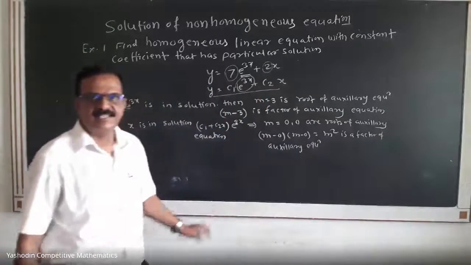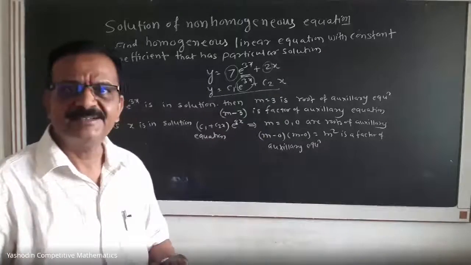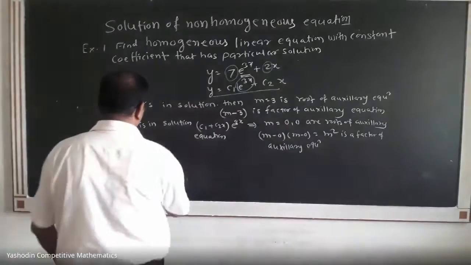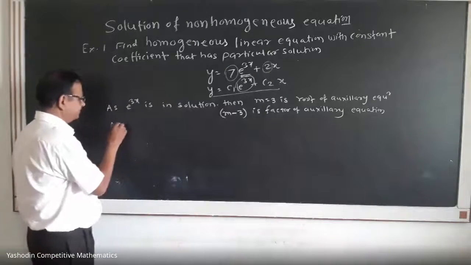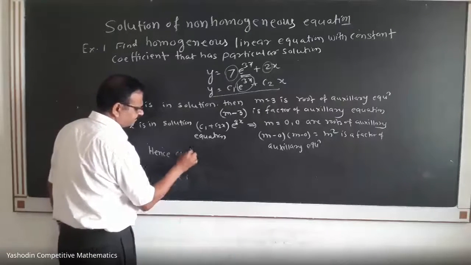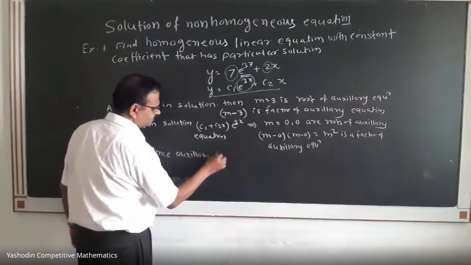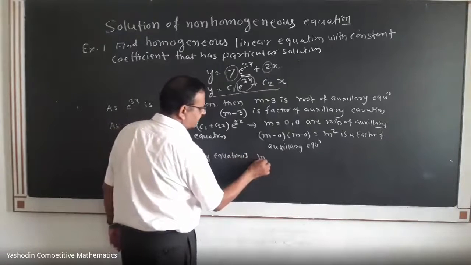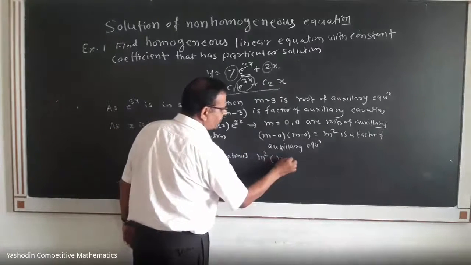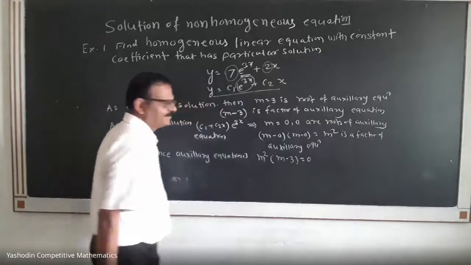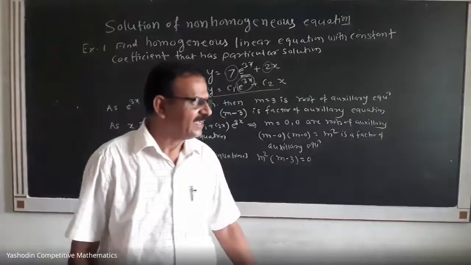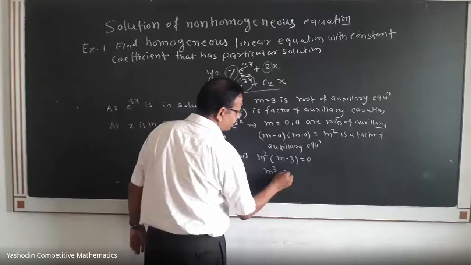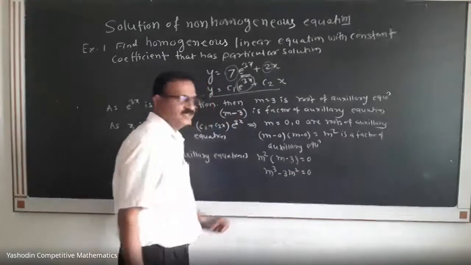Thus, the auxiliary equation has two factors. What are they? m square and m minus 3. And hence, the auxiliary equation is m square into m minus 3 equal to 0. And that is nothing but m cube minus 3m square equal to 0. This is the auxiliary equation.